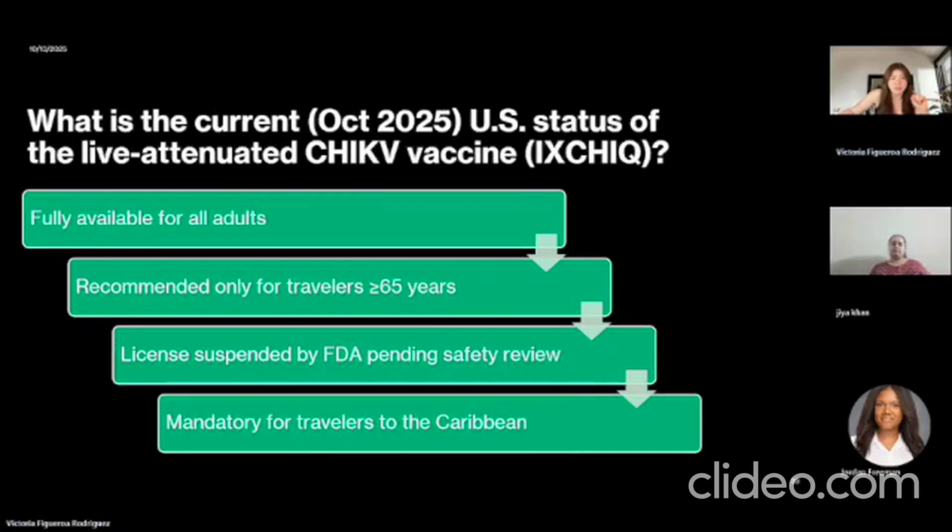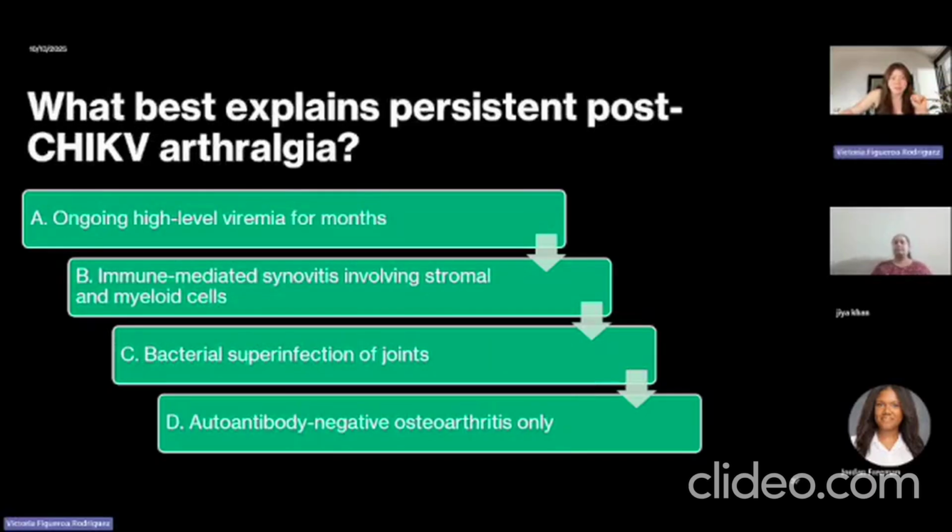Immune-mediated synovitis involving stromal and myeloid cells. That might be something because we're talking about the immune system. Bacterial superinfection of the joint is not, because we're talking about a virus, not a bacteria. Autoantibody-negative osteoarthritis only is not it; usually when something says only, it's not the option. So we're talking more about the immune-mediated response of our cells.